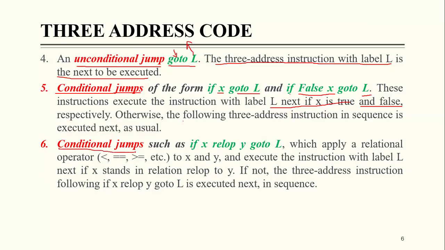The next one is another type of conditional jump, which is if x relop y goto L. If this condition gives true, then it goes to L. This applies relational operators such as less than or equal to, greater than or equal to, and so on. So it executes the instruction with label L; otherwise, the three address instruction following if x relop y goto L is executed next. However, a conditional jump means it has some condition, and based on the condition, if it is true, it goes to the labeled place.